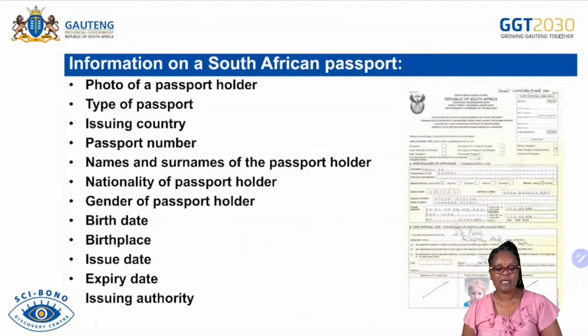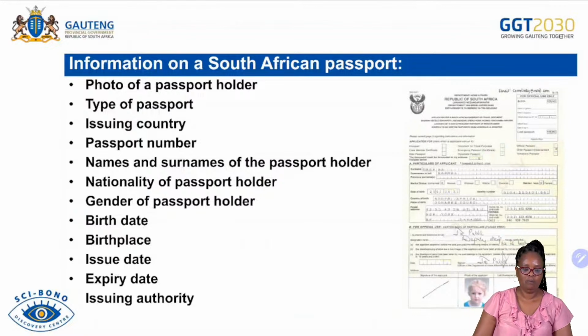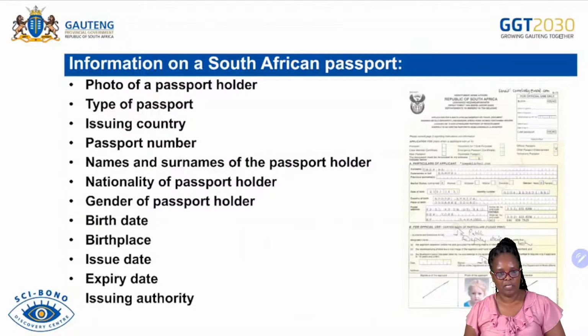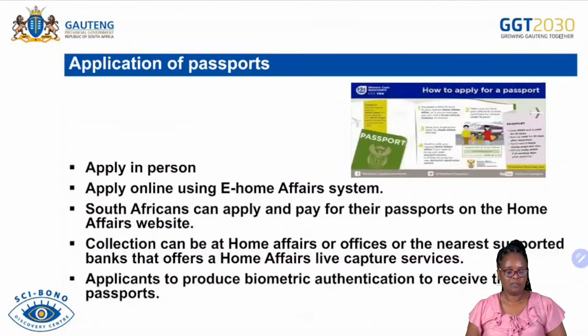You will see that it has an expiry date, and this helps you to remember when you will need to renew that passport. Then the last information will be the issuing authority. So all of these are the information that you find on the passport.